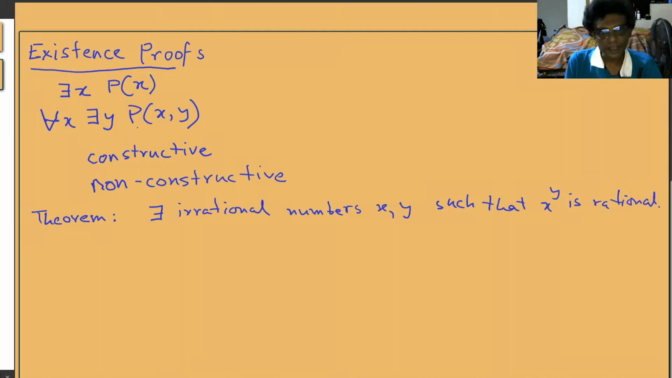It is not for all; there exist certain things such that this is rational. So how do I prove it? Consider this quantity, root 2 power root 2. I do not know whether this is rational or irrational. So I consider two cases. If I call it Z, root 2 is irrational, we know, but I will actually give you a proof. So root 2 is irrational. And now if Z is rational, we are done.